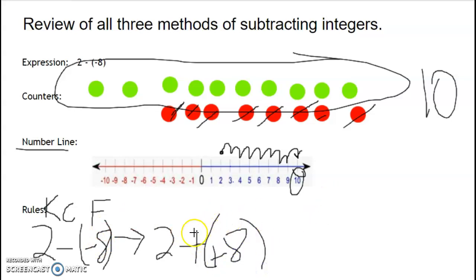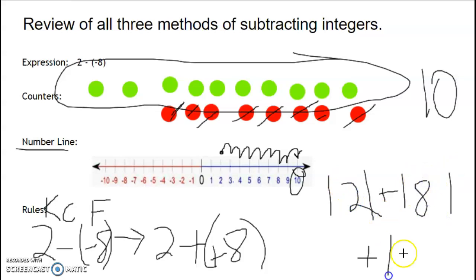Since the signs are the same, I'm going to keep my sign, and I'm going to add my absolute values. So the absolute value of 2 plus the absolute value of 8 is 10. And remember, this is the larger absolute value, so it stays positive.